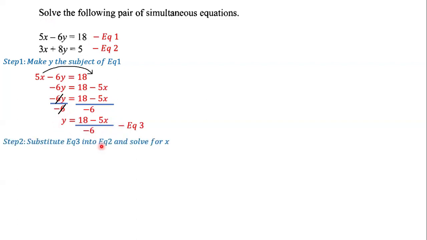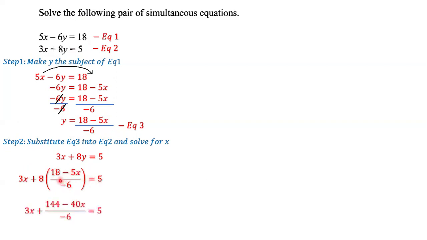The next step is that we're going to substitute equation 3 into equation 2. We have 3x plus 8y is equal to 5. So we're going to take y, this same equation 3, and substitute it into equation 2. So y is equal to 18 minus 5x all over negative 6. And so we have 3x plus 8, open bracket, 18 minus 5x all over negative 6, is equal to 5.